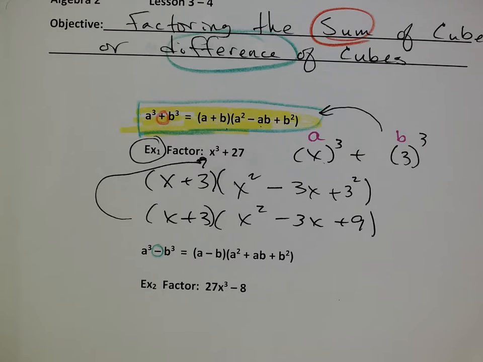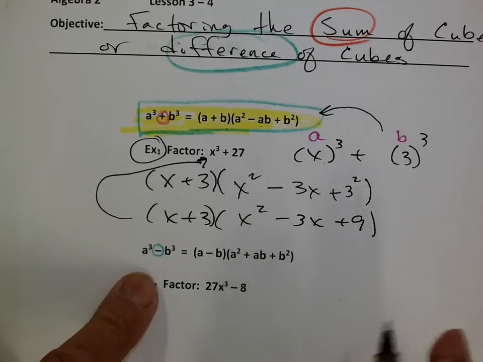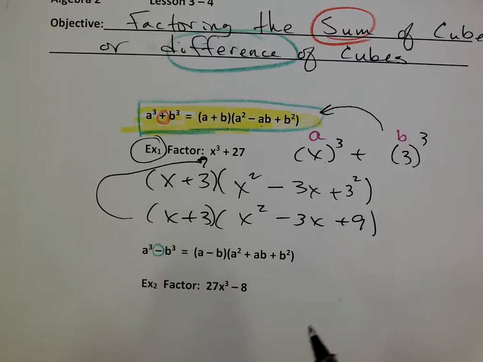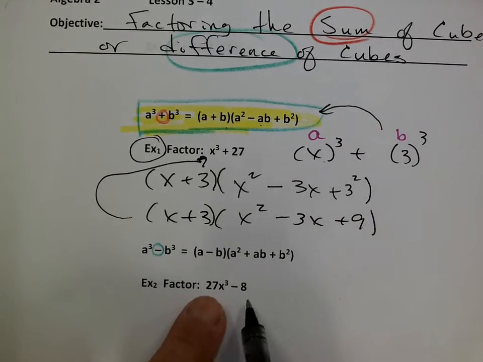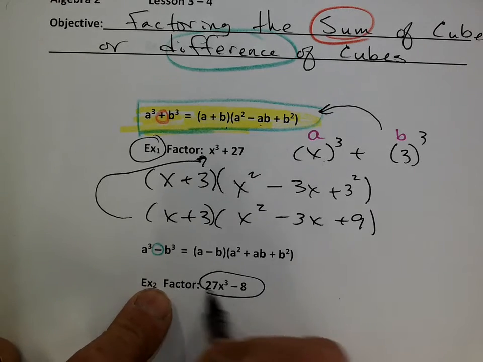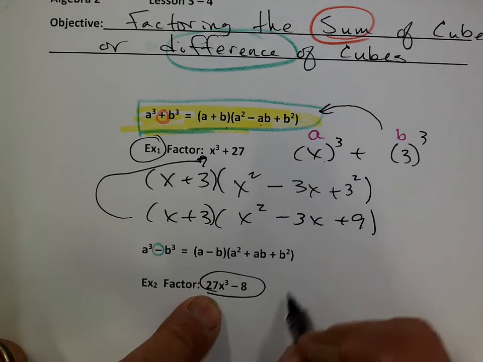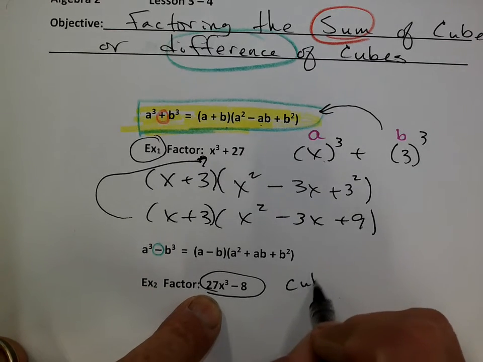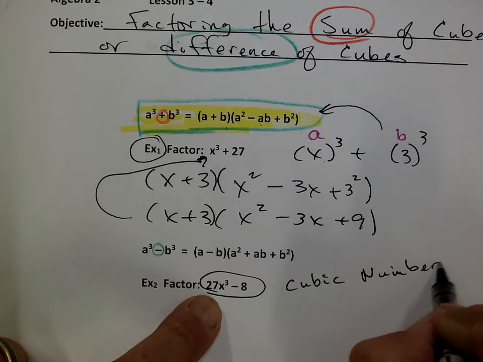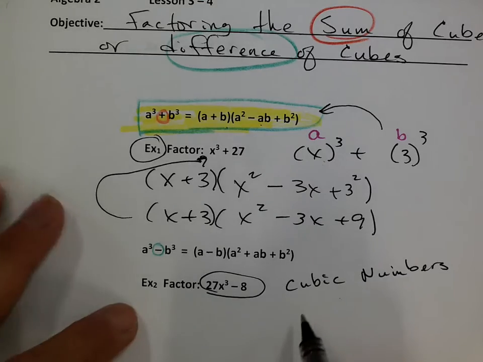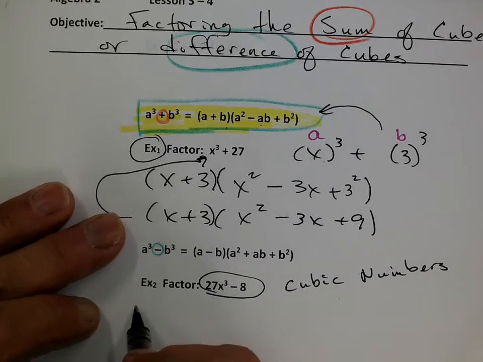All right, example 2. In example 2, it's going to be a difference. So the same thing though, we need a cube. I need to change these numbers into cubes. Cubic numbers. Okay, so I'm going to rewrite this. You ready?